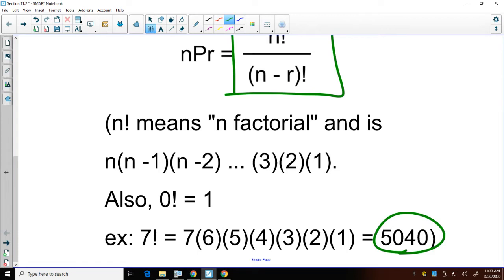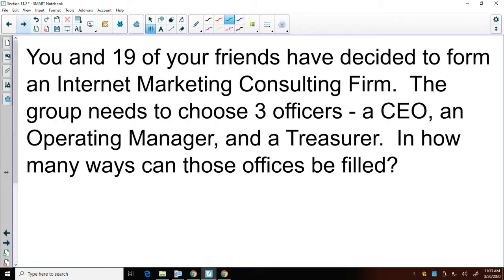Okay, so let's take a look at an example. It says you and 19 of your friends have decided to form an internet marketing consulting firm. The group needs to choose 3 officers. See right there, officers, I already kind of talked about this. A CEO, an operating manager, and a treasurer. And how many ways can those offices be filled?